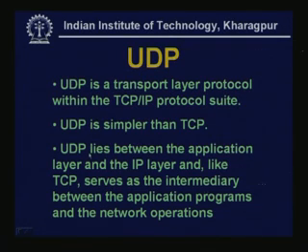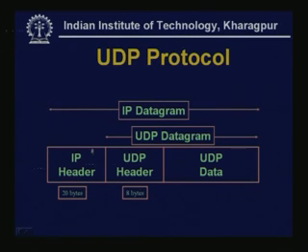UDP lies between the application layer and the IP layer, and like TCP it serves as the intermediary between the application programs and the network operation. So, if this is your IP datagram, the IP datagram would have an IP header, and the payload for the IP would be the entire UDP datagram, and the UDP datagram would have the UDP data which it derives from the application, and the UDP header.